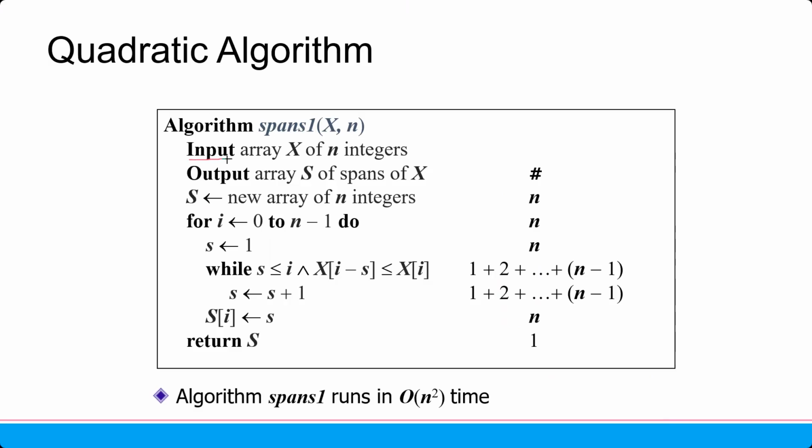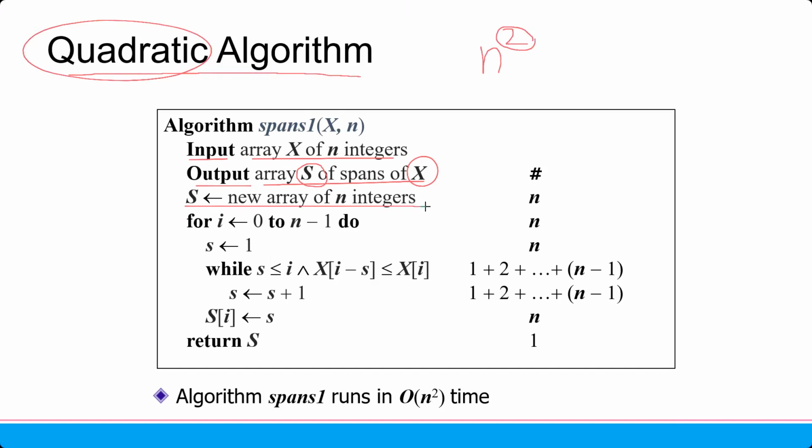So in this case, the input is an array X of n integers, and the output is an array S of spans of X. So S depends on the value of X. Using this pseudocode, it is quadratic. Quadratic means we have n to the power of 2.